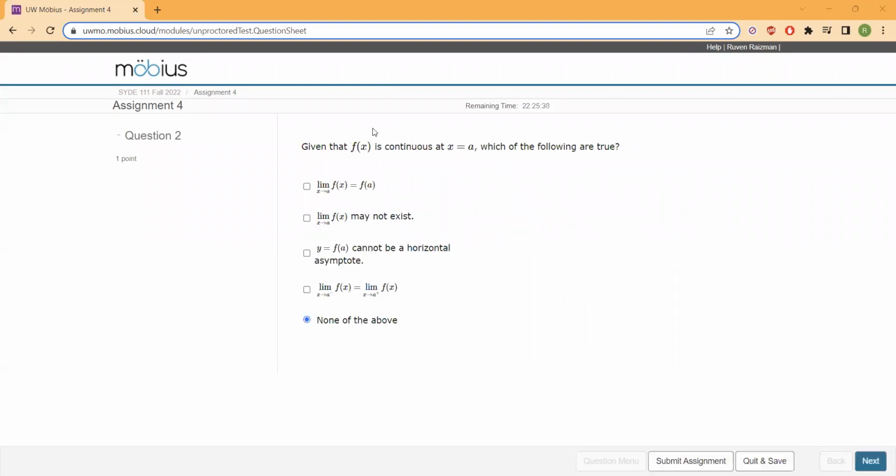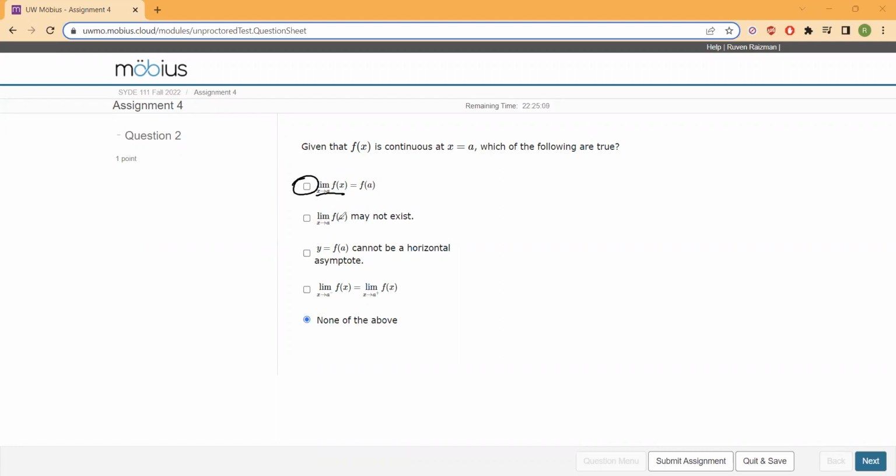Okay, given that f of x is continuous at x equals a, which of the following are true? So by definition, if something is continuous, that means that the limit as x approaches a of f of x equals f of a, because that means that as you're approaching from the two sides, they're equal, and at that location, it also equals f of a. So this one would be true.